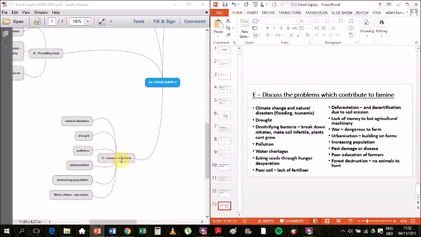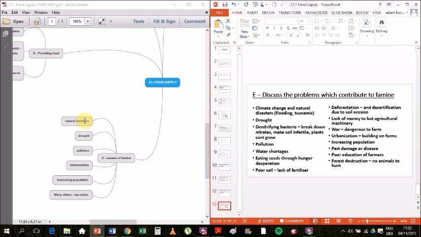We'll go straight onto Objective E. It's just to list all the causes of famine. Now, there's loads of causes here. Haven't listed them all here because I've just put the main ones. So the causes of basically hunger in an area: drought, pollution, deforestation, increasing population, and natural disasters. I'm sure you can all talk around them.